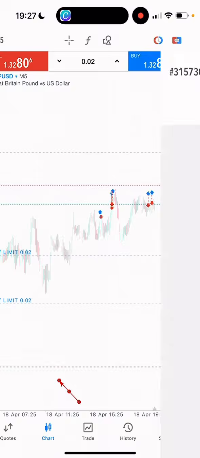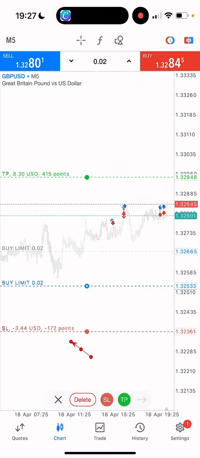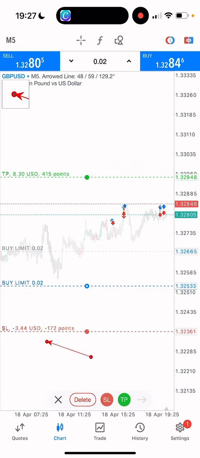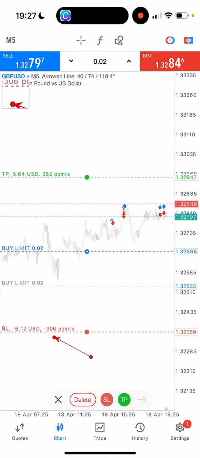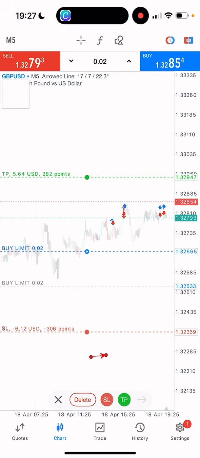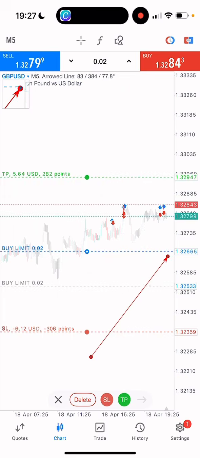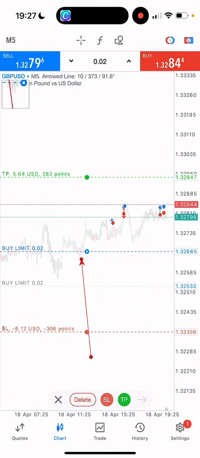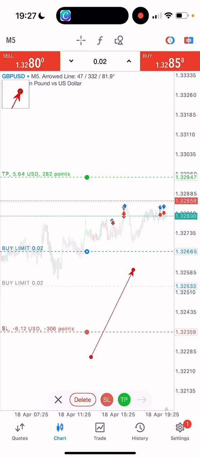Now, let me show you something. You see this first trade I placed? Look at how much I'm risking in this trade. $3.4 to make what? $8.30. Look at the second one. I'm risking $6.12 to make what? $5.64. But is it not the same lot size? Yes, it's the same lot size. Is it not the same take profit? Yes, it is the same take profit. What is the difference? It is the entry. The entry is the difference.